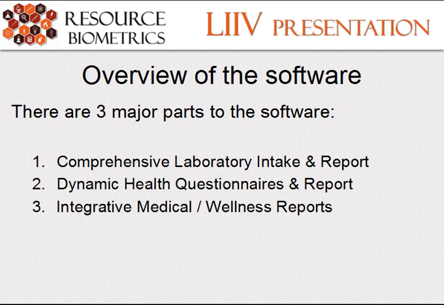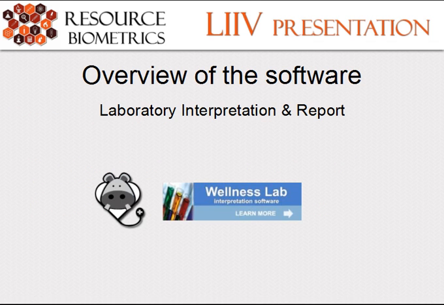So the three major parts to the current software, again, you asked me a question of what's developed, what's not developed. This is the part that's developed. All the stuff that we're going to go through is the stuff that we had up for you guys, and it was a little bit older version than this one, but I wanted to show you what we actually have and then what we want to change. So the three major parts are the comprehensive laboratory intake and report, the dynamic health questionnaires and report, and the integrated medical wellness reports. So we'll start with the wellness one.